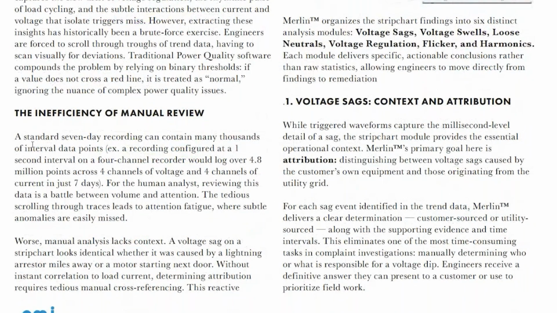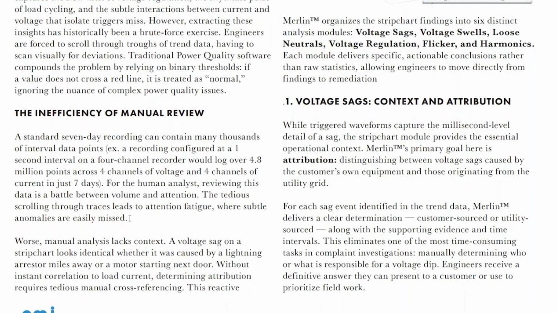As we said, manual review was traditionally inefficient. Any 7-day recording can contain thousands of interval data points. When you look at it from a high level, you don't really see much, so you really have to dig down into it. For a human, reviewing the data is a constant battle between that volume and attention. It's tedious to scroll through them all.